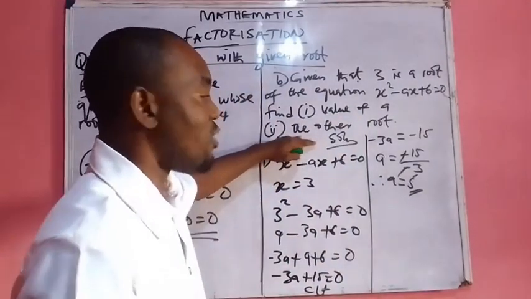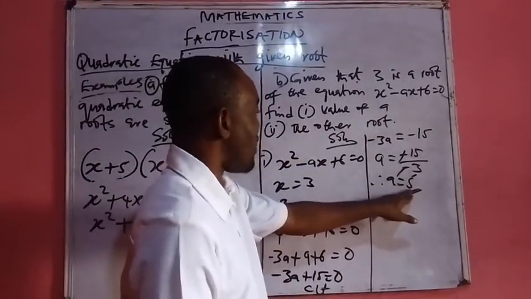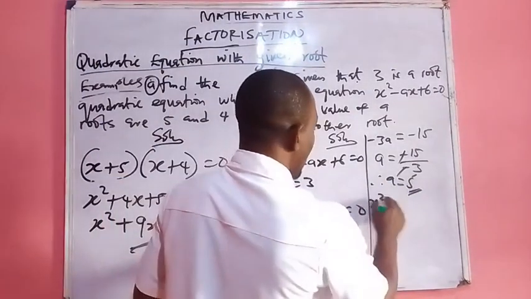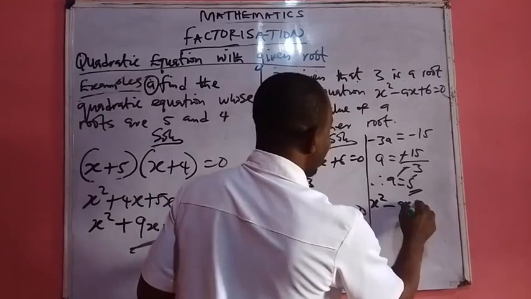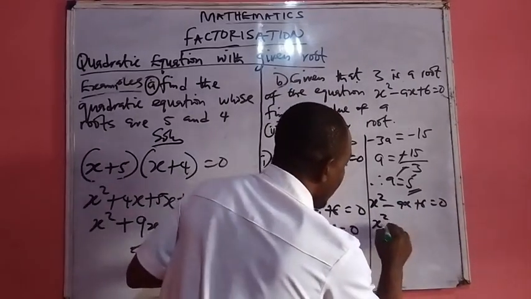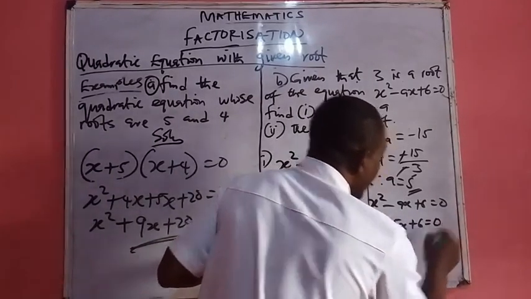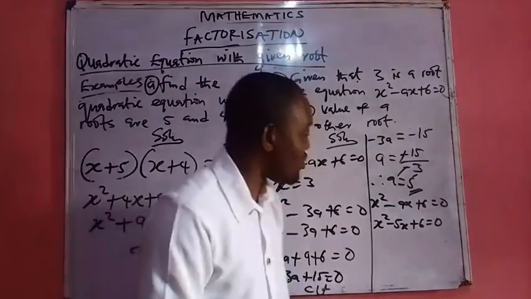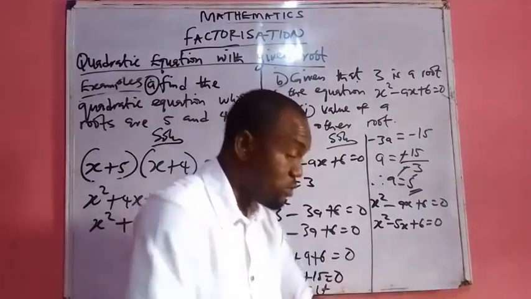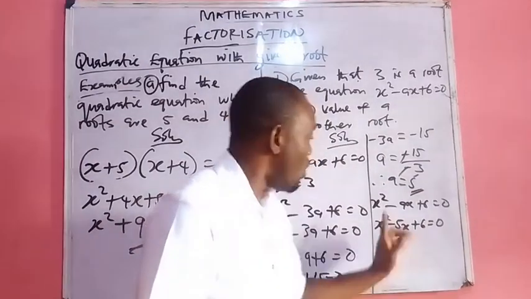Now let's find the other root. Since a is 5, anywhere we see a in this equation, x squared minus ax plus 6 equal to 0, let's change this a to 5. Now x squared minus 5x plus 6 equal to 0. Now here, what you will do is this. What will be the numbers that if you multiply them, they will give you plus 6, but if you add them together, they will give you minus 5?